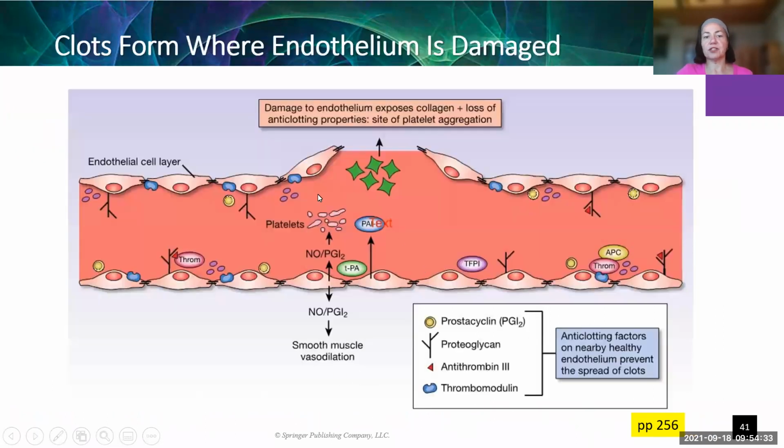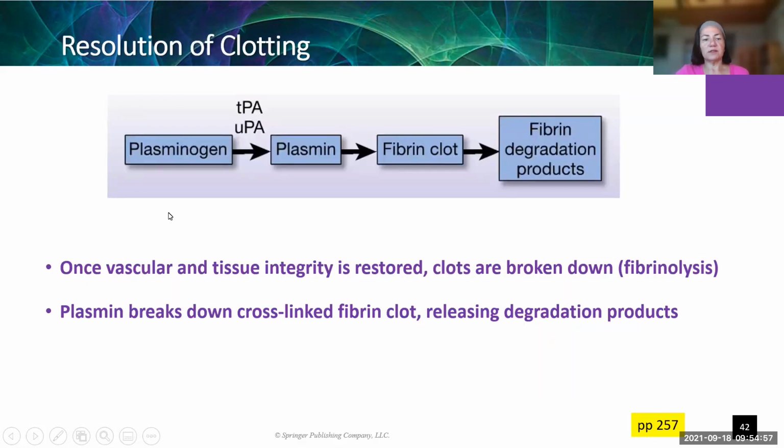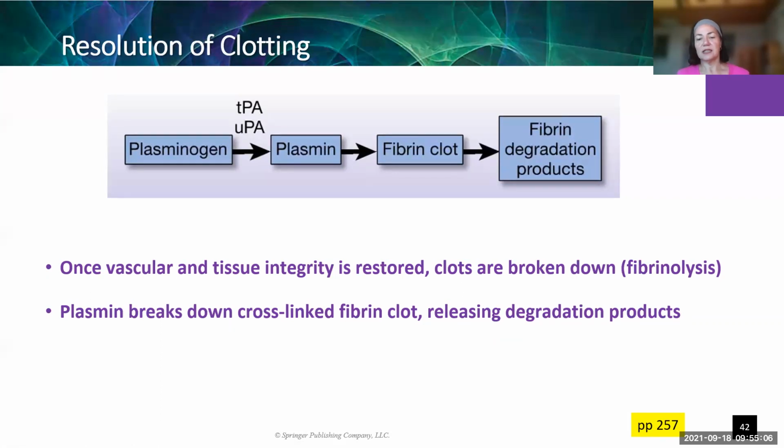This diagram from our book just shows that where the endothelial layer is, we get the prostacyclin and we get the NO, the nitric oxide being released, saying platelets, move it along, do not stop here. But where the endothelium is damaged, that's where you want the platelets to stick. And then resolving the clotting. Once the vascular and tissue integrity is restored, clots are broken down. We get fibrinolysis. Fibrinolysis, same thing. The plasmin breaks down.